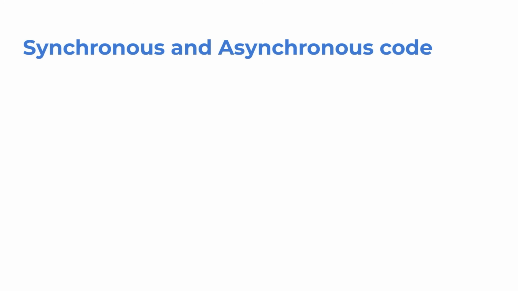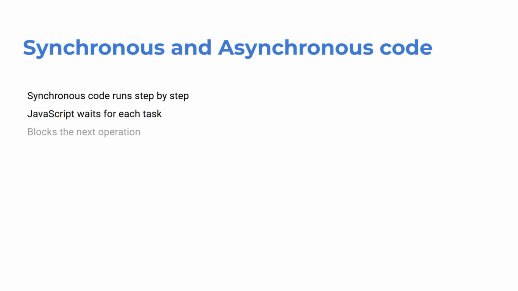So today, we'll understand about synchronous and asynchronous code. Synchronous code means tasks run one after another. JavaScript waits for the current task to finish before moving to the next. For example, at a restaurant, you order food and stand at the counter doing nothing until your food is ready.